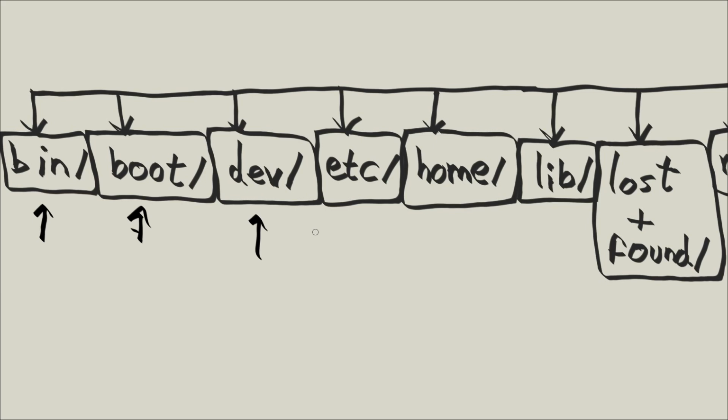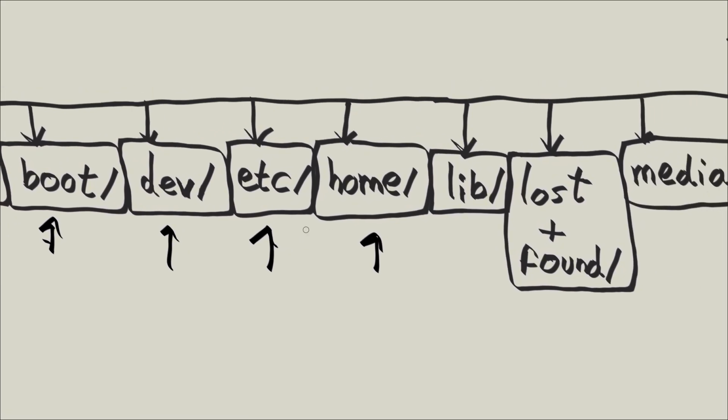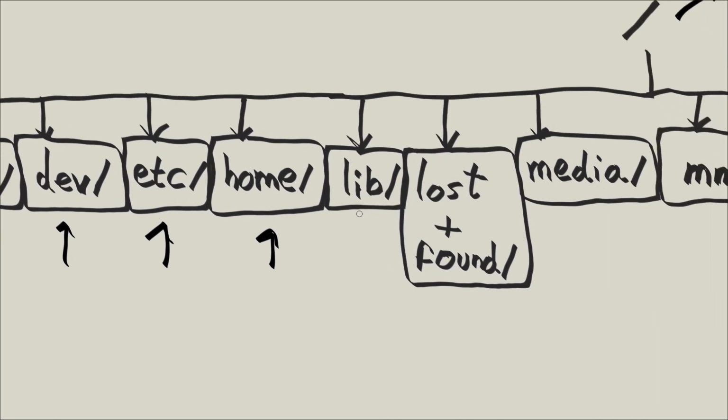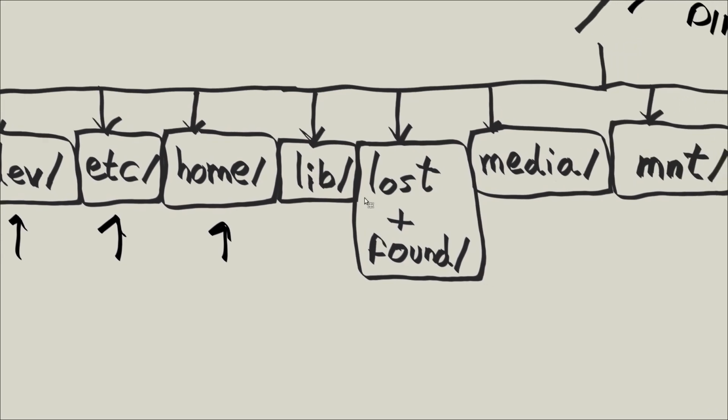Dev contains device files. We are going to talk about device files later on, but basically they are your devices represented as files. Then you have etc, which contains configuration files for your system. Then you have the home directory, which contains personal directories of all of the users. For example, if my user's name is Mislav, I will have a directory named Mislav in the home directory.